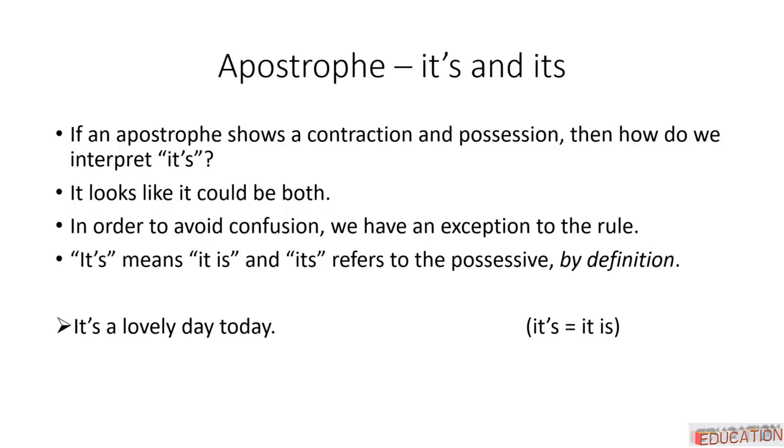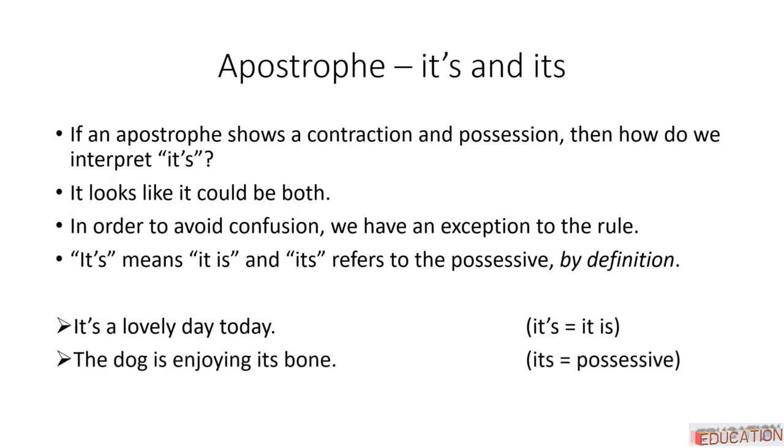So a couple of examples. It's a lovely day today, with an apostrophe, where it's is a contraction of it is. Or the dog is enjoying its bone, where its then refers to the possessive. And this is by definition. There are no exceptions to this exception.